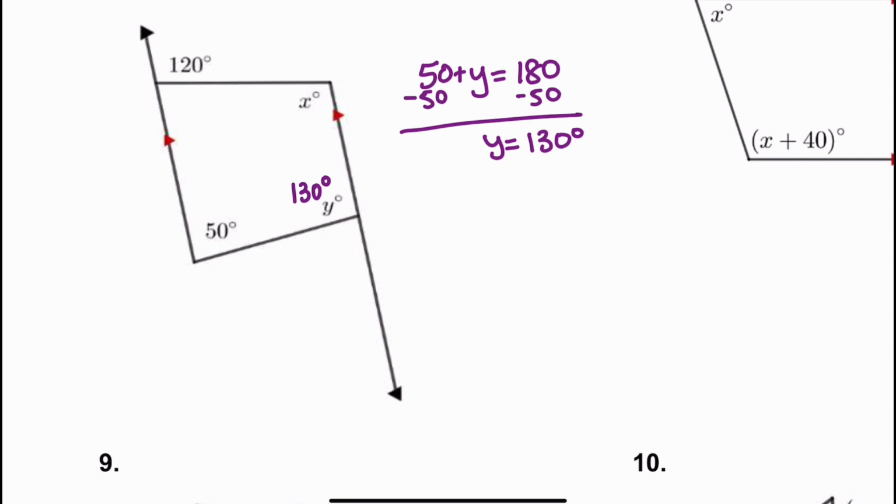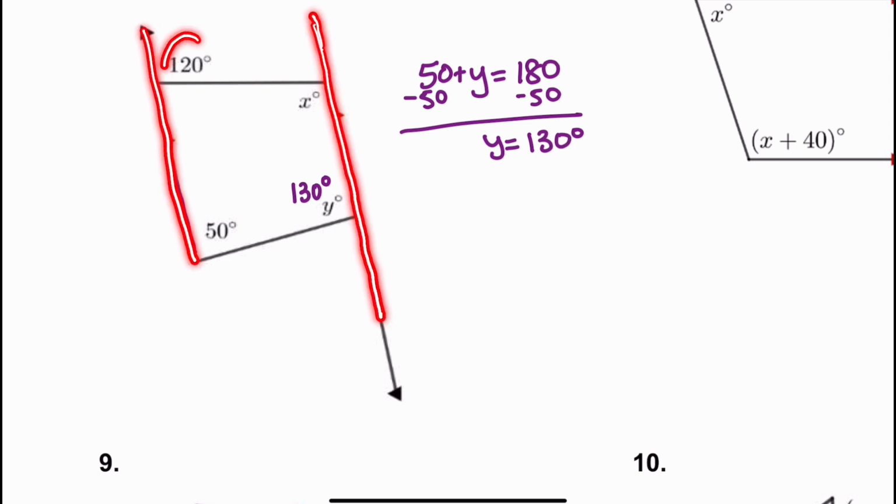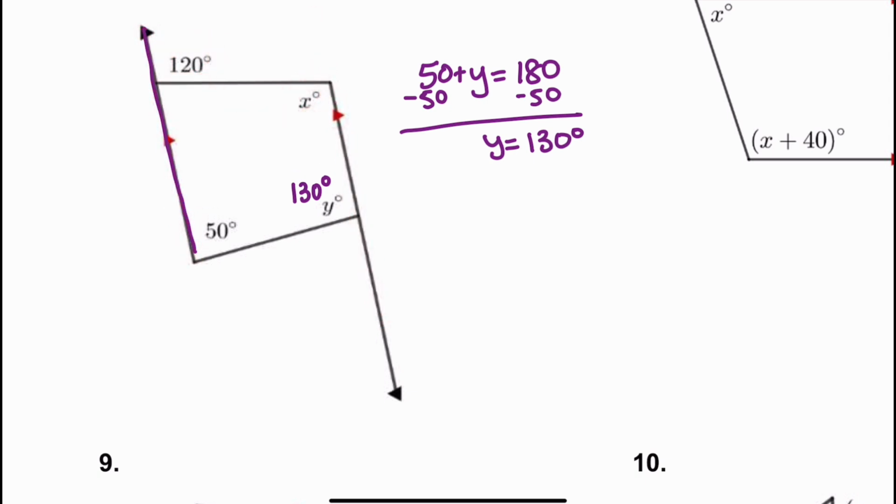Here, we have two parallel lines. I'm going to extend it out to help us. But if I have alternate interior angles, they are not supplementary. Those are equal. So x has to be equal to 120 since they're alternate interior angles. So x would be 120 degrees.